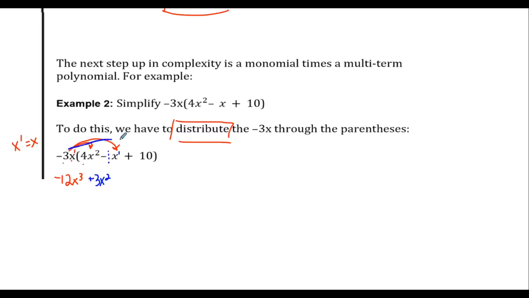And then my last one is negative 3x times 10. Negative 3 times 10 is negative 30. And then I've still got that x. There are no x's to multiply it by, so that x is just going to get carried along. And that is my answer.